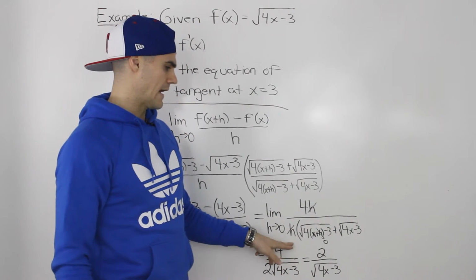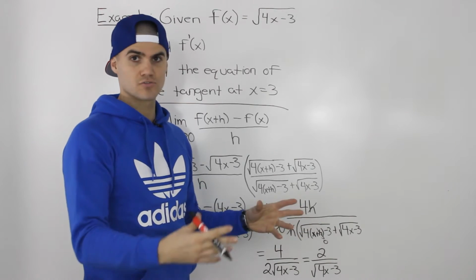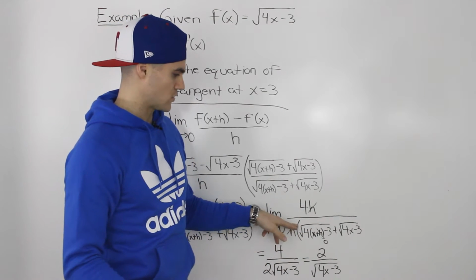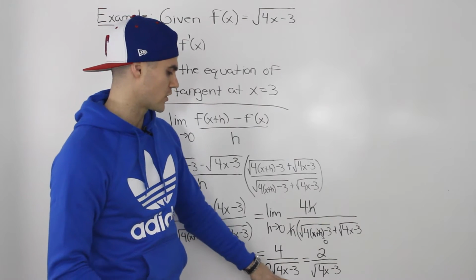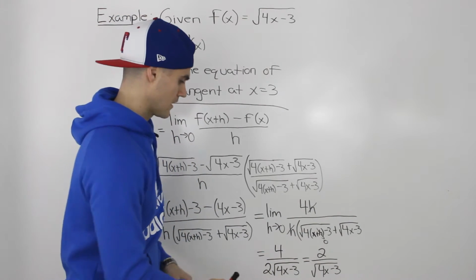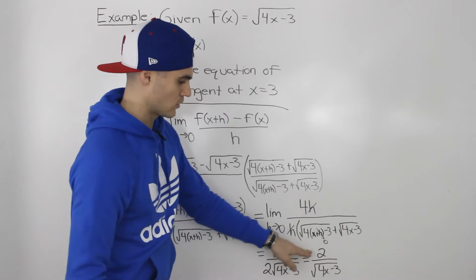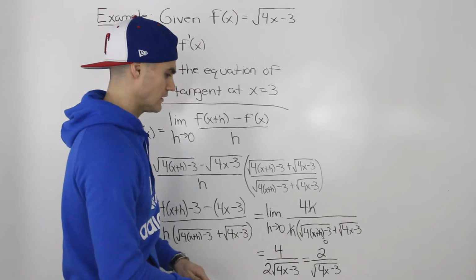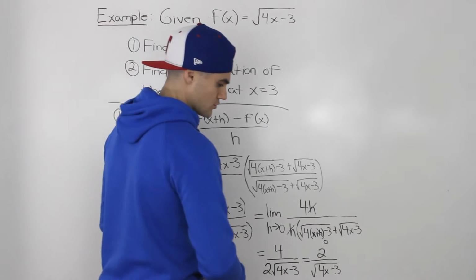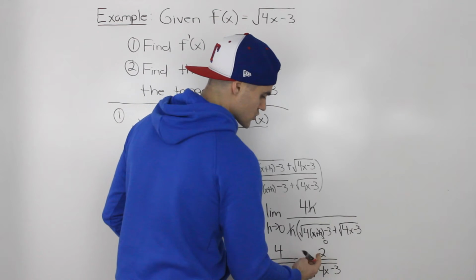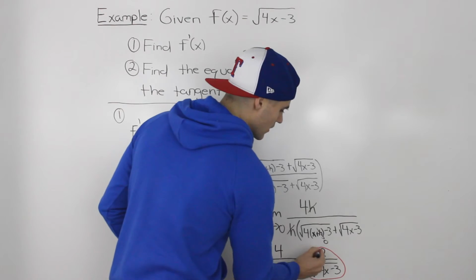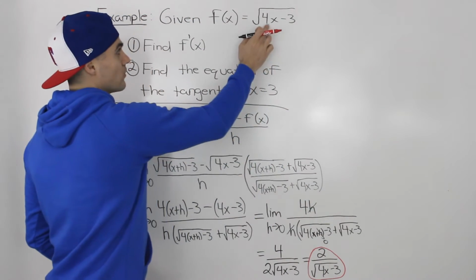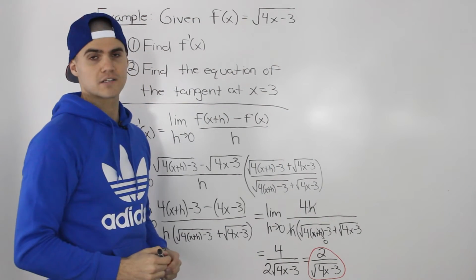So then when we add those square root of 4x minus 3's together, because they're like terms with coefficients 1 in front, we would just end up with 2 square root of 4x minus 3 in the denominator. And then notice how 2 goes into 4 twice. So our final answer is 2 over the square root of 4x minus 3. So this here represents the derivative for this function, the square root of 4x minus 3.